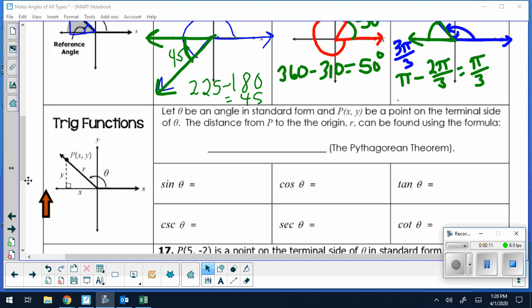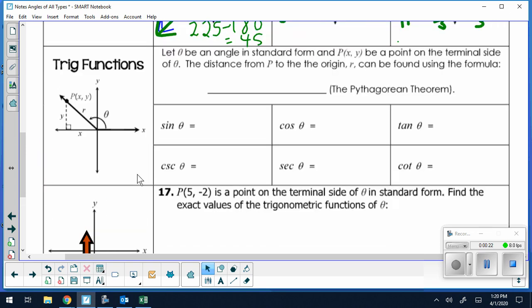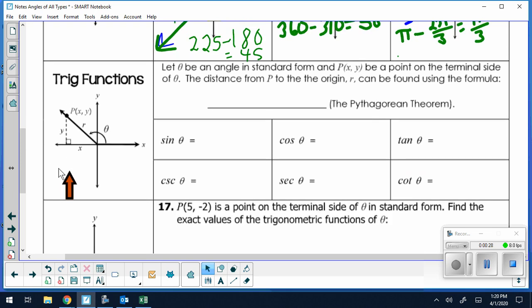So in this video, we're going to talk about trig functions, and we are going to talk about using those trig functions given a point on our coordinate axes. This is setting us up for the unit circle, so this is very, very exciting stuff.